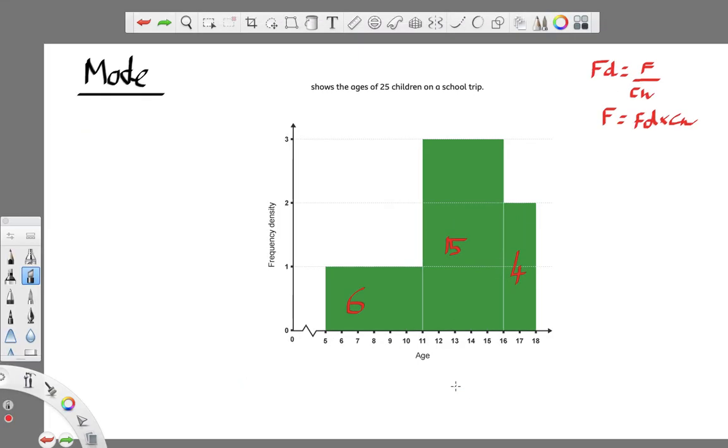The mode of this histogram. So we've done it twice already for the median and the mean, so I won't run through it again. But the first thing we need to do really with all of these questions on mean, median and mode is find the frequency. So how did we find that? Well, we times the frequency density by the class width. We got 6 for the first bar, 15 for the second, 4 for the third bar.